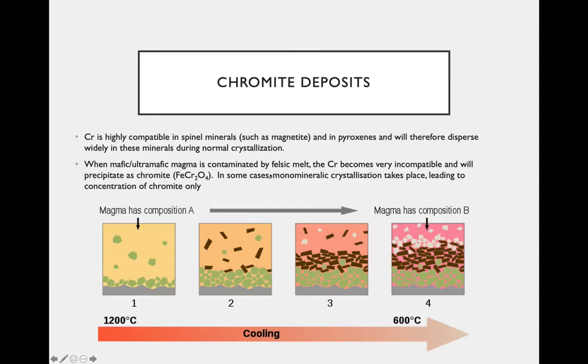Okay. The second deposit I'm going to talk about is chromite deposits. So slightly different to sulfides, they're not immiscible. This is more of a classic fractional crystallization or accumulation behavior. And the most famous example is something like the Bushveld Complex in South Africa. So chromium is highly compatible in spinel minerals. Magnetite is a spinel mineral. You've probably heard of other ones, but probably one of the most common is aluminous spinel, or spinel. It also partitions into pyroxenes because it likes to behave a bit like magnesium.